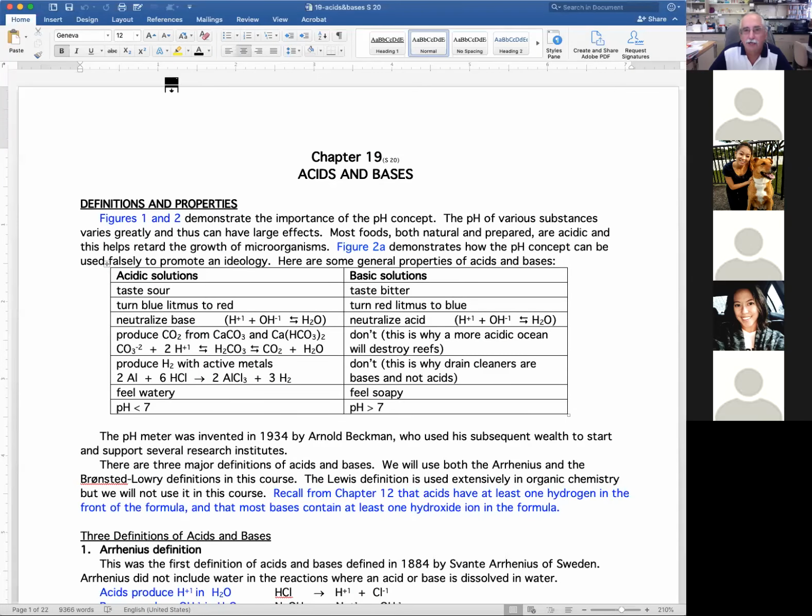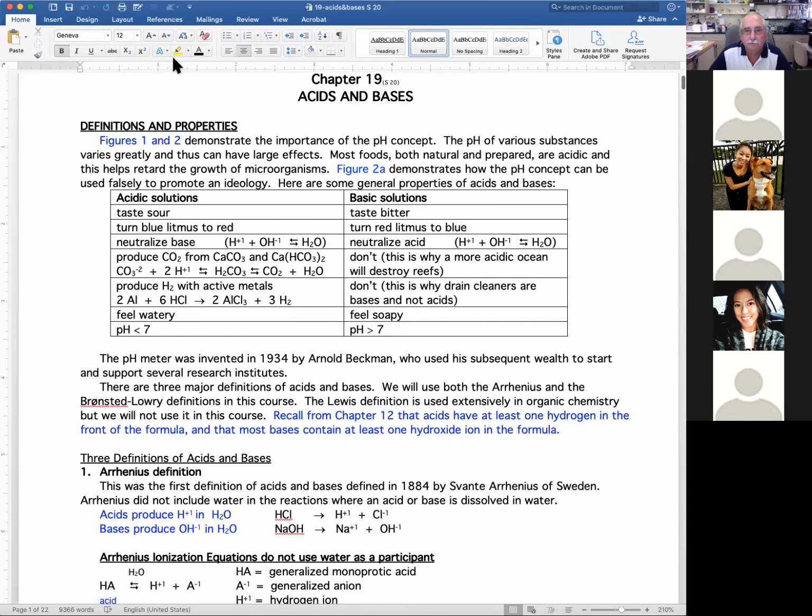Now, let's get into the actual chapter. So just some definitions and some properties. Acidic solutions taste sour. Basic solutions taste bitter. So do you think that has anything to do with food? Yeah, very much so.